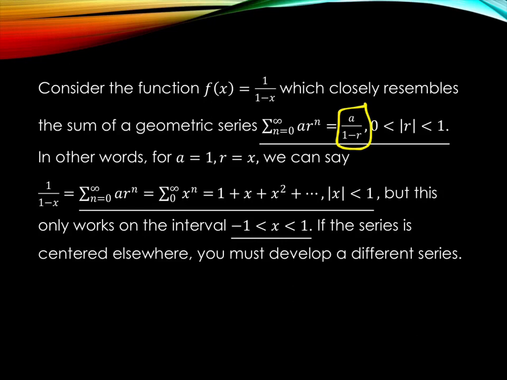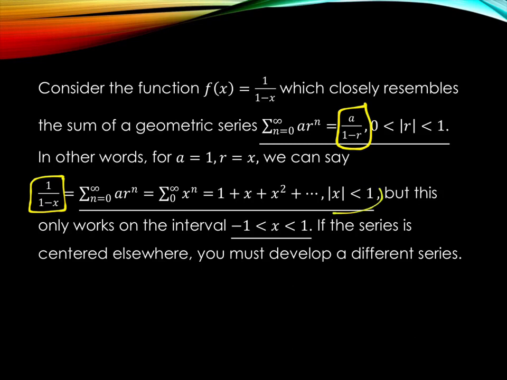So if we were to do some correspondences, where we let a be 1 and r be x, we could take that summation from n equals 0 to infinity, replace the a with 1, replace the r with x. We'd have the summation from 0 to infinity of x to the n, which is the power series 1, x, x squared, x cubed, and so forth. And this would actually equal 1 over 1 minus x, because that's a over 1 minus r. A is 1, r is x.